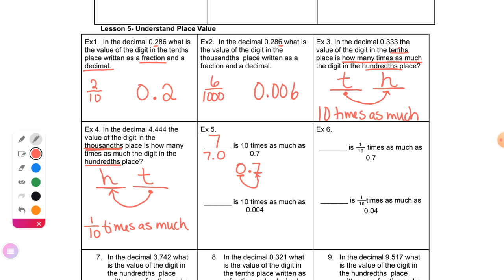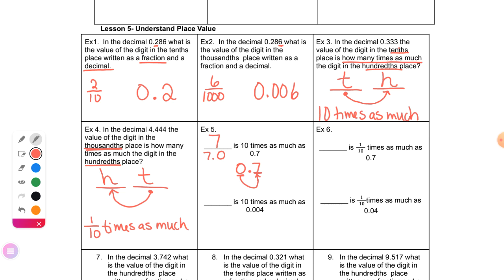And if you have 7 dimes times 10, how many dimes do you have? 70. How many dollars do you have? 7. So 7 dimes times 10 is $7.